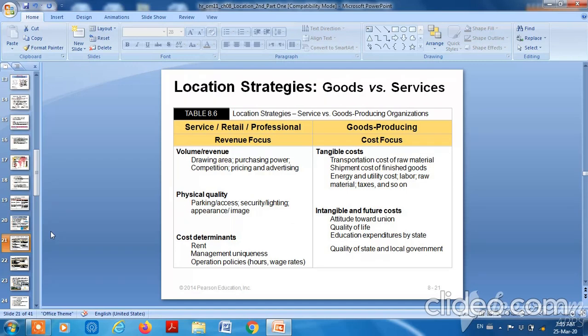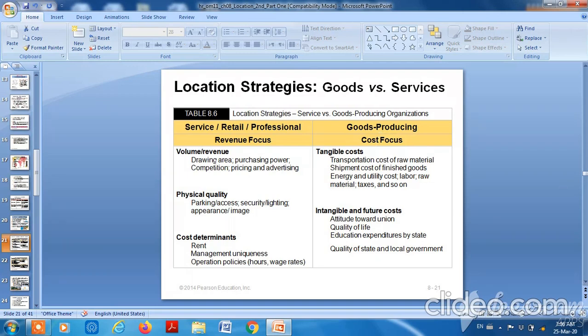Location strategies, goods versus services. The service, retail, professional, goods, producing. So service will focus on revenue, but the goods industry will focus on cost.